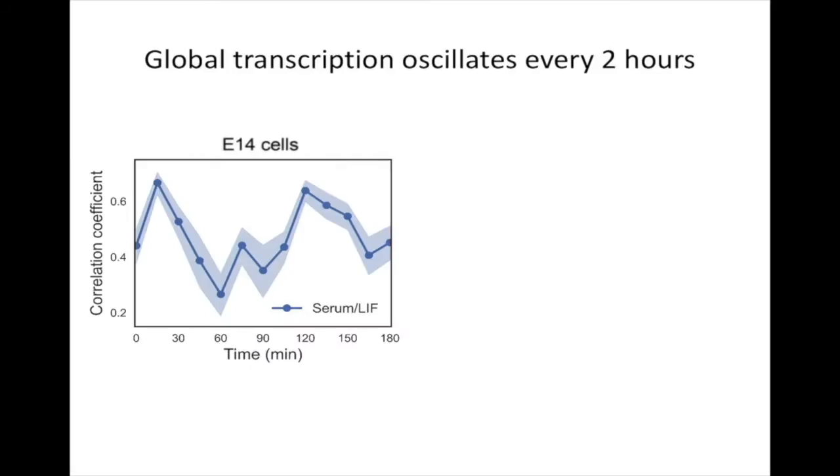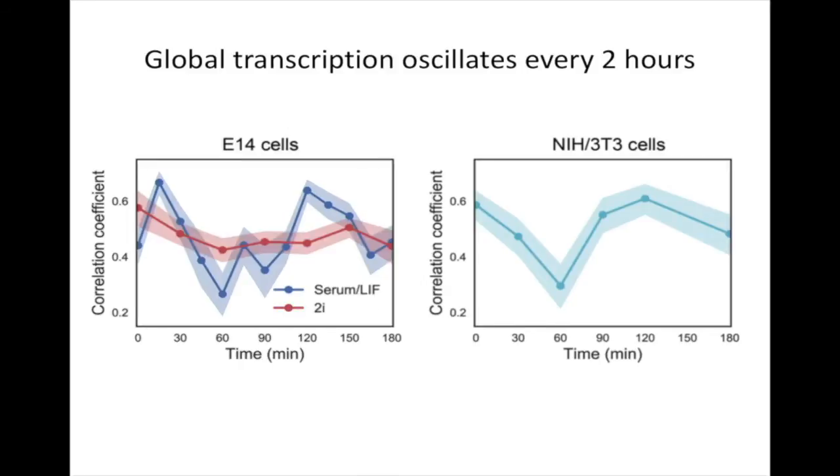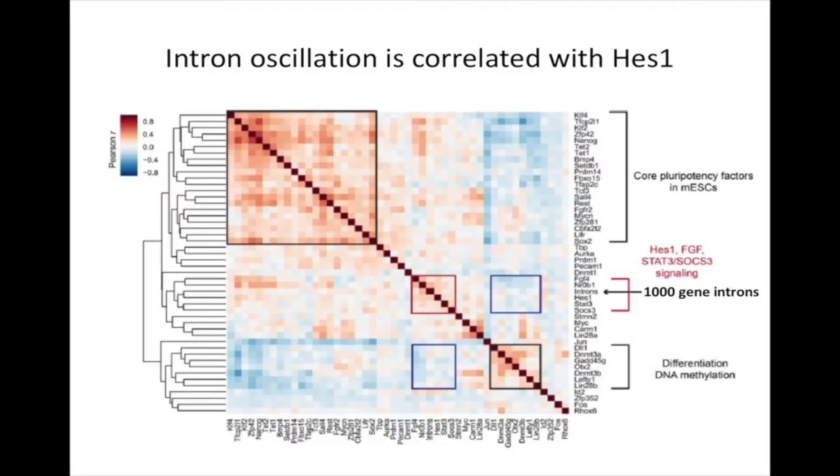Okay, so this is just plotting it out at higher time resolution. So there seems to be a 2-hour oscillation in the global activity of transcriptomes. You see the same thing, not just in ES cells, but also in fibroblasts. But then it goes away if you treat the ES cells with this 2i condition, which is 2 signaling inhibitors. And then we can show that if you measure the mRNA at the same time, you can find that the intron activity is highly correlated with HES1. Actually, in fact, it clustered right next to each other, as well as FGF and SOX and STAT.